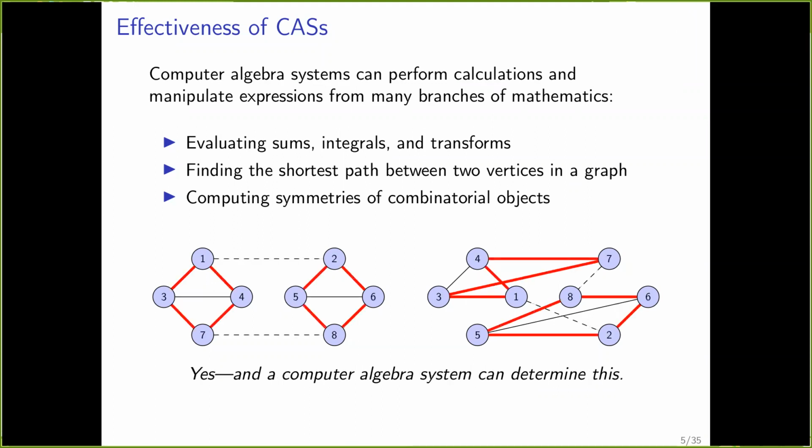And you give it to Maple, and what will come back is, yes, indeed, that they are the same graph. It's subject to this permutation. You have a permutation, you label the vertices on the left, and Maple will provide you with the permutation showing that the graphs are actually the same.